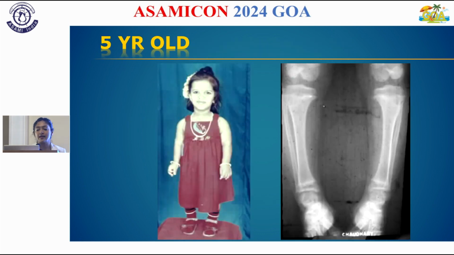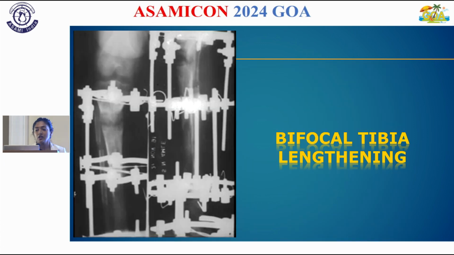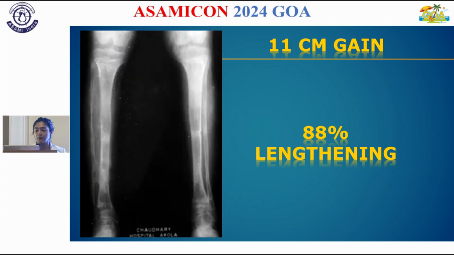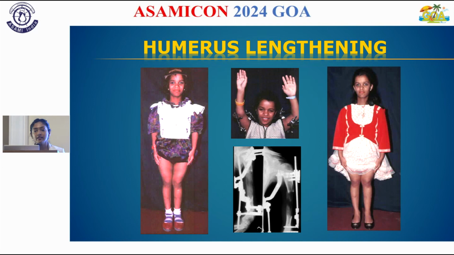Now here is an example of a 5-year-old girl. Bifocal tibia lengthening was done for her. Her bone growth was so fast and good that we achieved good length, and she developed lateral popliteal nerve palsy. So we had to stop for the nerve recovery, which happened completely, did a repeat corticotomy for her premature consolidation, and resumed the lengthening. She gained 11 centimeters, which was 88% of her entire lengthening, and then proceeded to a humerus lengthening.